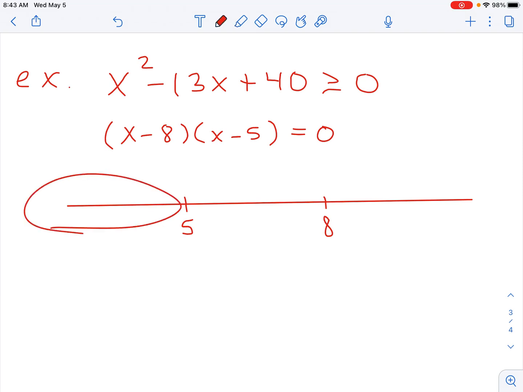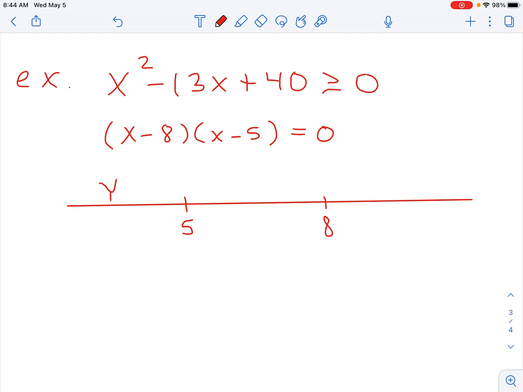So I'll pick a number to the left of 5. And again, you could do an extreme negative value, but I think 0 is always an easy number to plug in there. So I plug in 0, I get 0 and 0, so I get 40 is greater than or equal to 0. That is true, and therefore this part works.